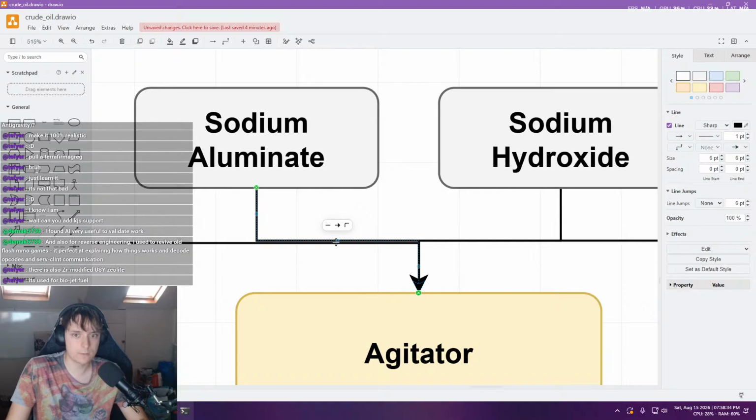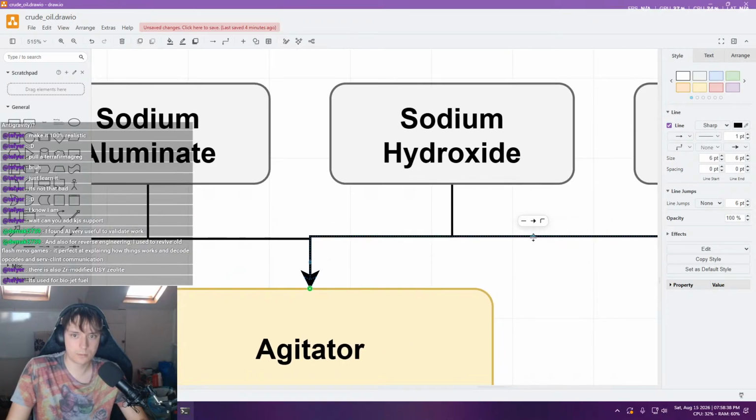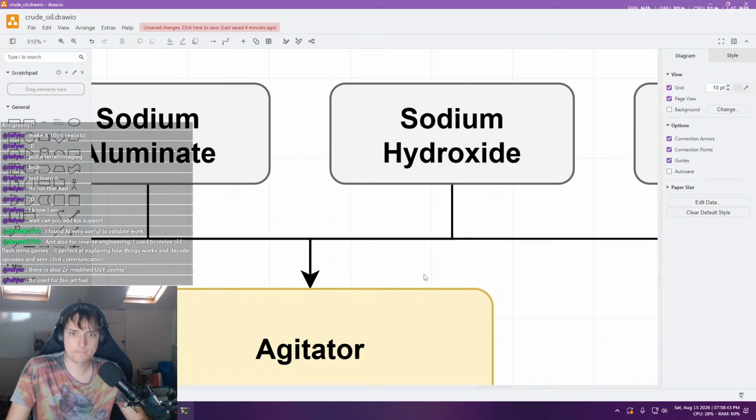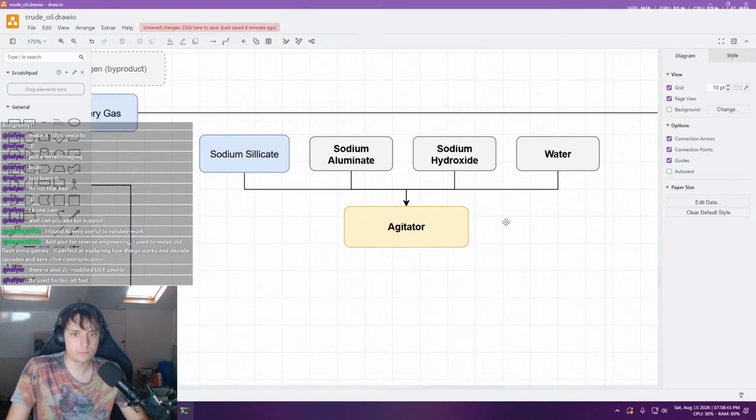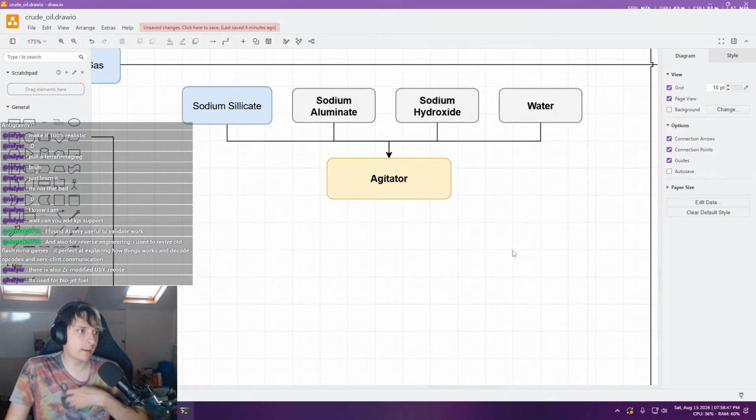These all go down one? Yes, they can. Lovely. There you go, that's all in line. So yeah, all those in the agitator.